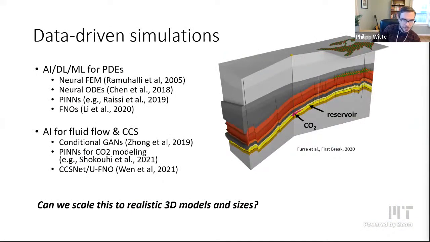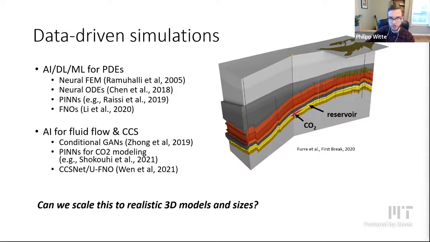Okay, so the field of data-driven simulations is obviously a super hot topic. There's a lot of research going on. I just listed a couple of the main architectures that have become popular over recent years, like neural ODEs, physics-informed networks, FNOs. So going back to the Northern Lights project, what we wanted to do is, can we take one of these architectures and apply it to one of the problems that comes up in carbon capture, which is simulating the CO2 in the subsurface.